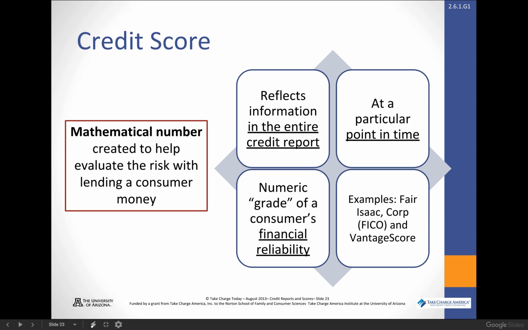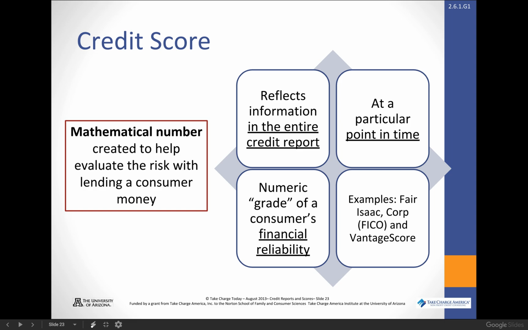And then we also have what we call a credit score. So a credit score is going to be a number that is created for us, and it's going to be a really quick way to evaluate the risk that we present, and our trustworthiness that comes along with borrowing money. So it's going to reflect our entire credit report in a single number. There's a mathematical equation that they use in order to create this credit score.